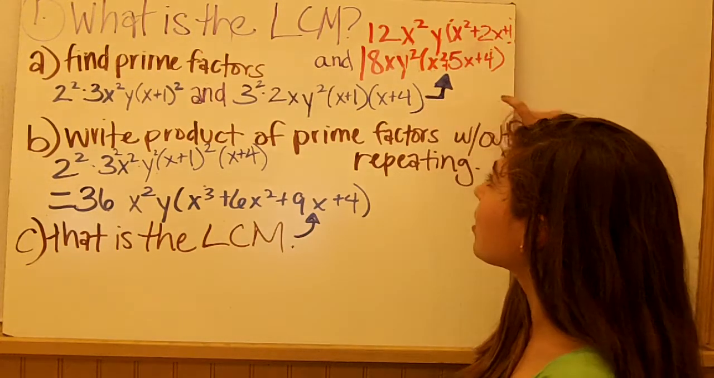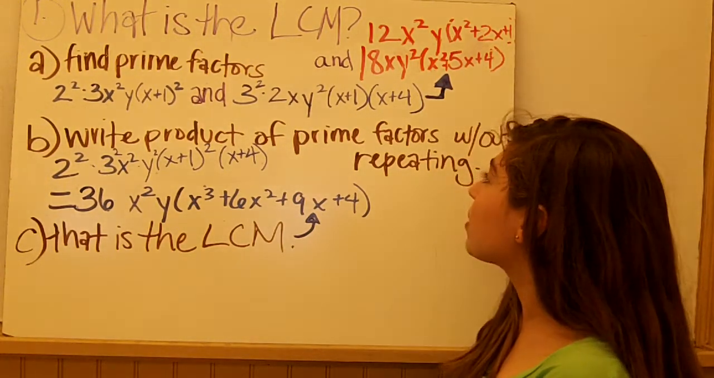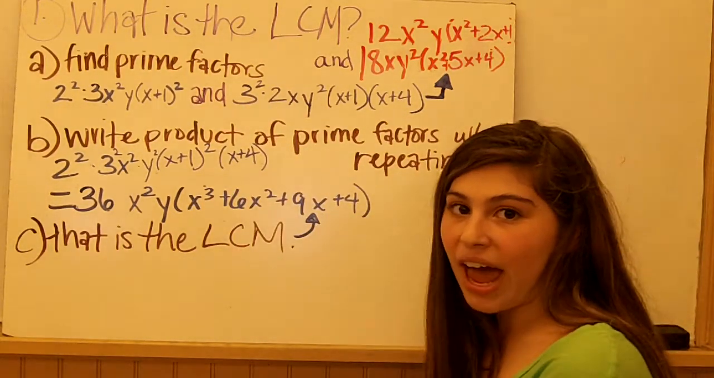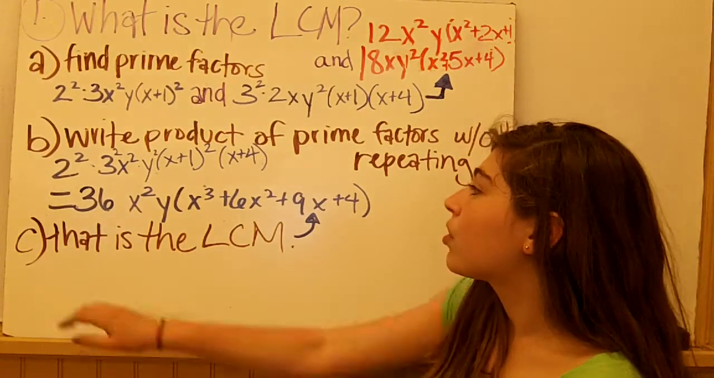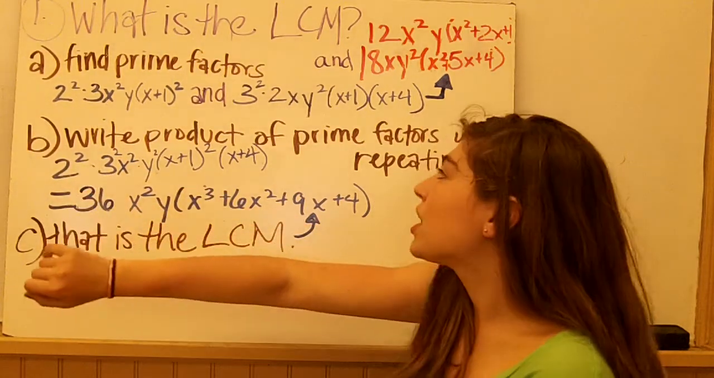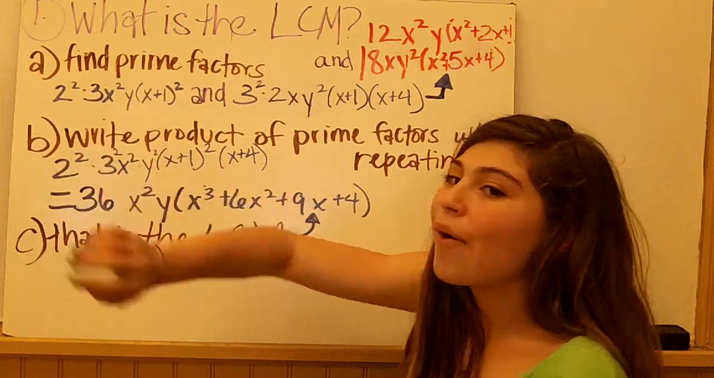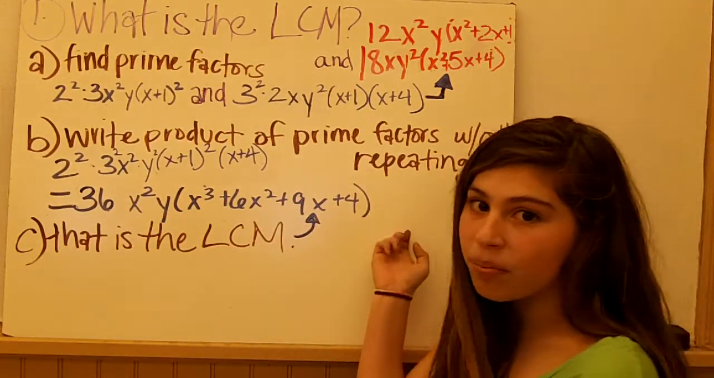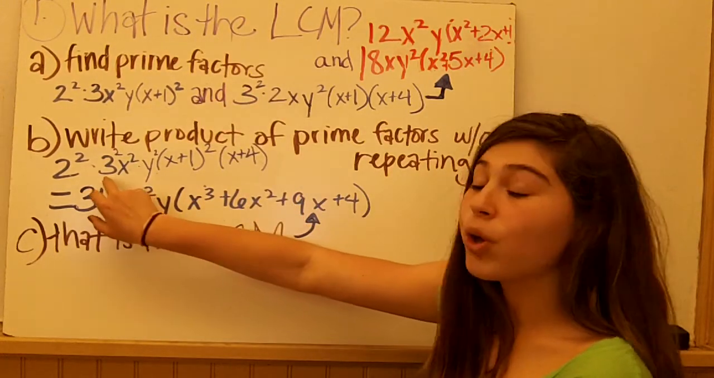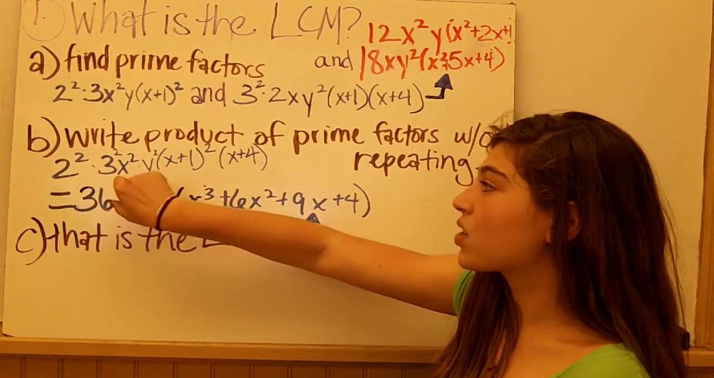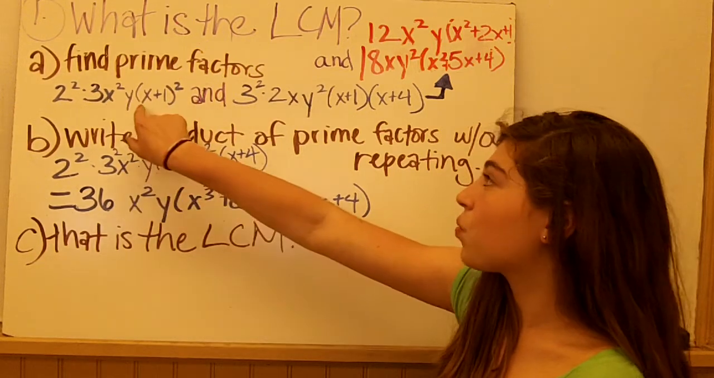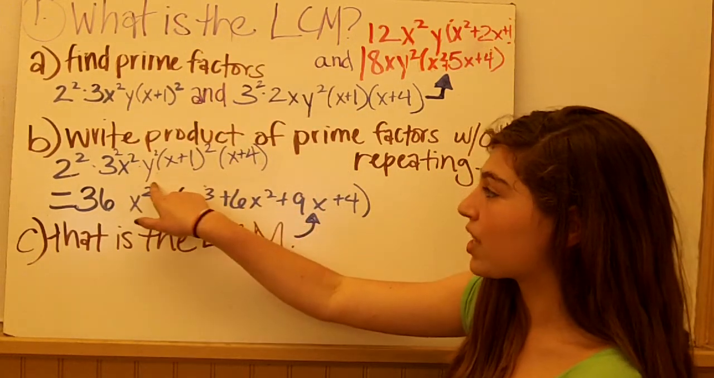The next step to finding the LCM is writing the product of the prime factors, multiplying these two together without repeating a factor. This is the answer, and you see we get the 2 squared from here, and then there's a 3 squared here and a 3 here. We don't want to repeat the 3, so we take the highest power and keep it with the 3, and we only write the 3 once. It's the same thing for the x squared and the y squared. There's an x squared here and an x here, so we bring down the x squared. There's a y here and a y squared here, and we take down the y squared.